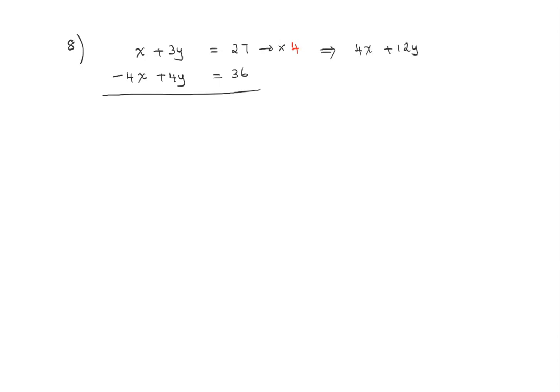And same thing with number 8. Let's do that. So we have x plus 3y equal to 27, and -4x plus 4y equal to 36. So we're going to use the addition method here. I'm going to eliminate x. So I'm going to multiply the first equation by +4. You have to multiply each term by +4. So that gives 4x plus 12y equals 108. Then write the second equation as it is.